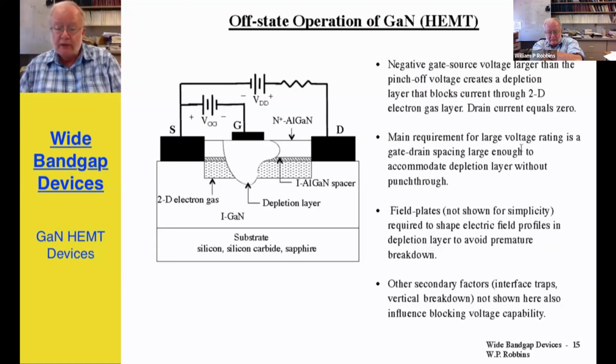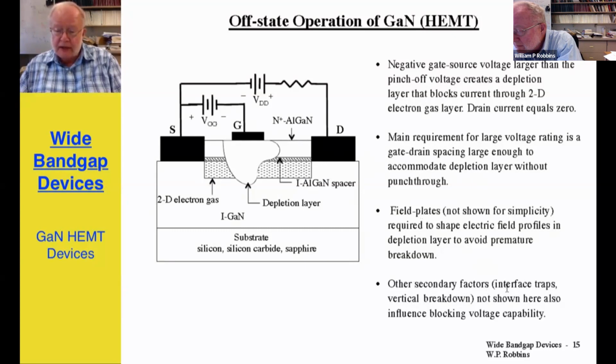The main requirement for a large voltage rating is that the distance from the gate to the drain be large enough to accommodate the lateral growing depletion layer without the depletion layer boundary hitting the drain metallization, and thus implementing punch-through. In order to do that, field plates are usually required in order to shape the electric field properly within the depletion region, but I haven't shown the field plates for simplicity.